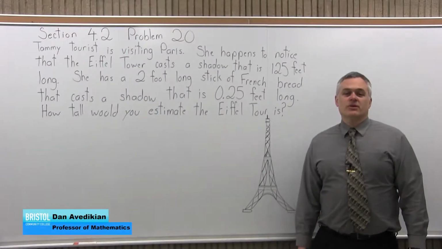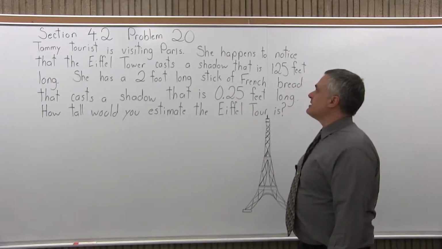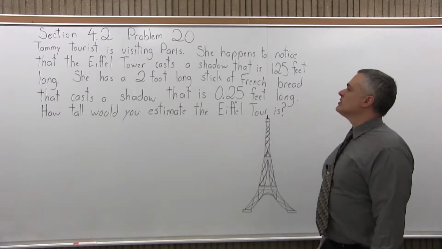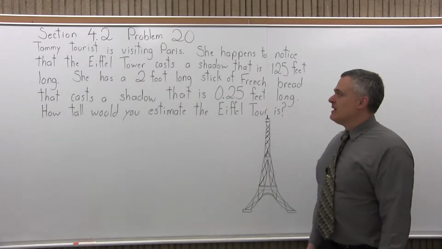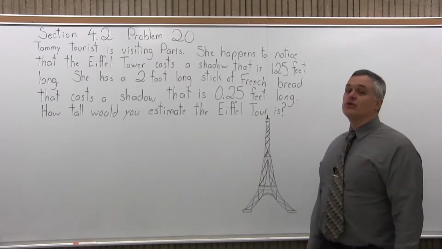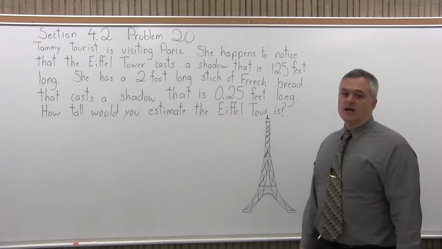This is Section 4.2, Problem 20. It says, Tammy, a tourist, is visiting Paris. She happens to notice that the Eiffel Tower casts a shadow that is 125 feet long. She has a 2-foot long stick of French bread that casts a shadow that is 0.25 feet long. How tall would you estimate the Eiffel Tower is?